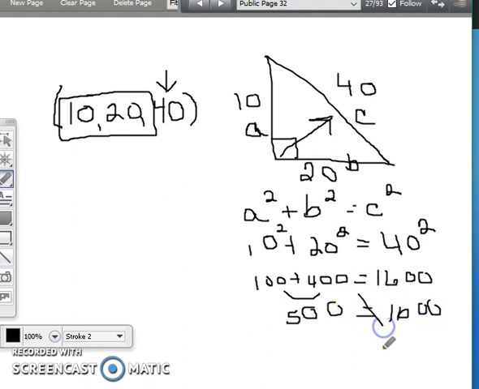Nope. So this cannot be a right triangle, because this side squared plus this side squared, which is what we did here, does not equal this side squared. So you would say that's not a right triangle. Now the question you're asked is, which one does not have the numbers that would make a right triangle? So please only circle the ones that would not make a right triangle.